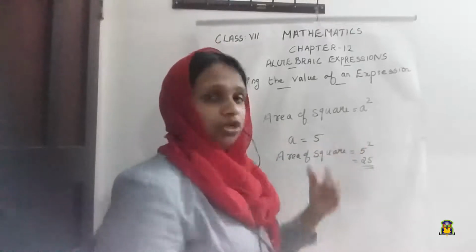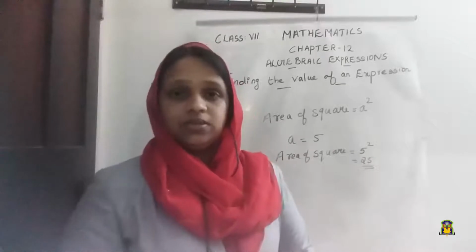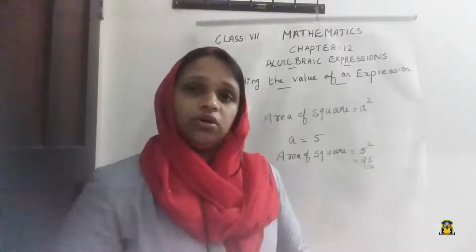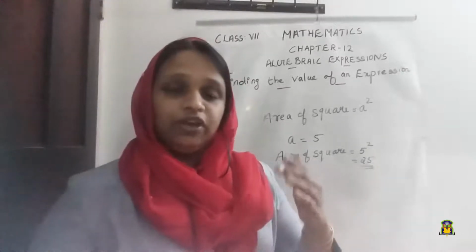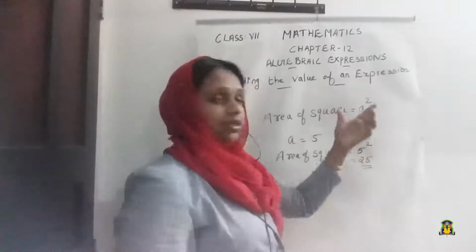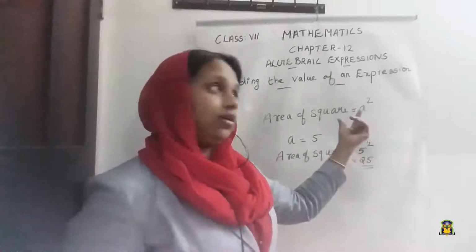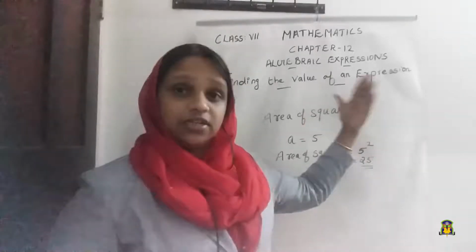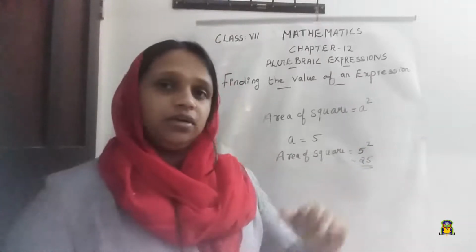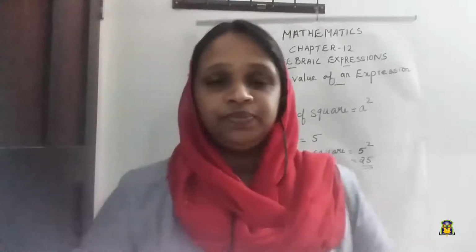In geometry we usually use formulas. There we use the variables to denote the formulas. So depending on the value of the variable, the value of the area changes. That means here the area will change. If a is equal to 10, what is the area of the square? It is 10 square, right? 10 square means 100. Okay, like that we can find the value of an expression. Okay students, got it?